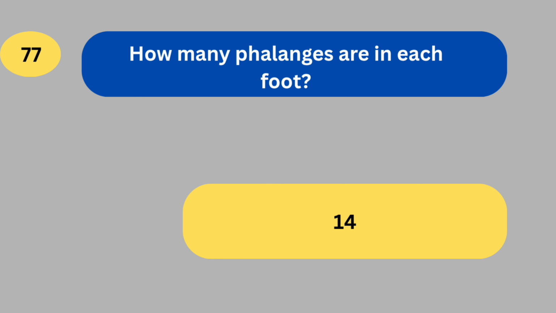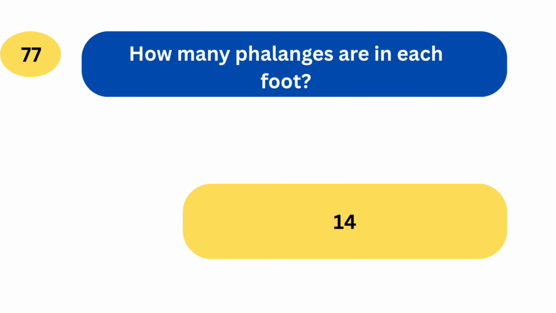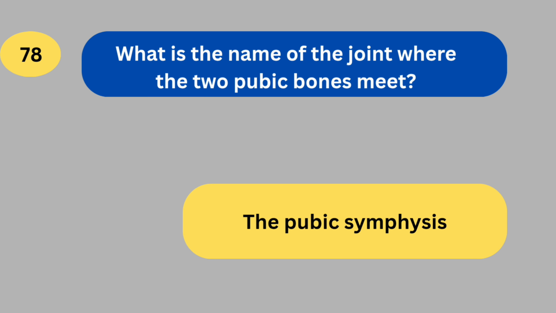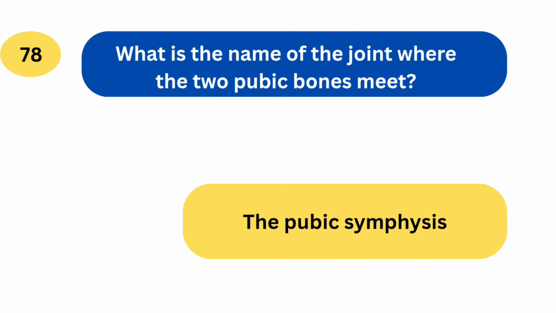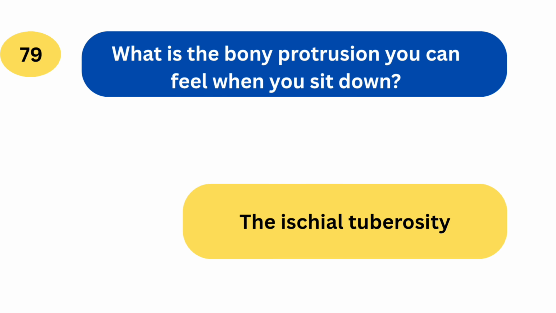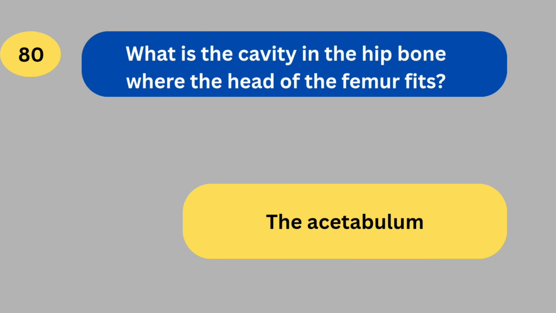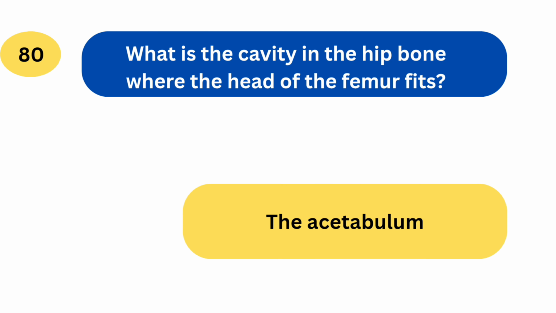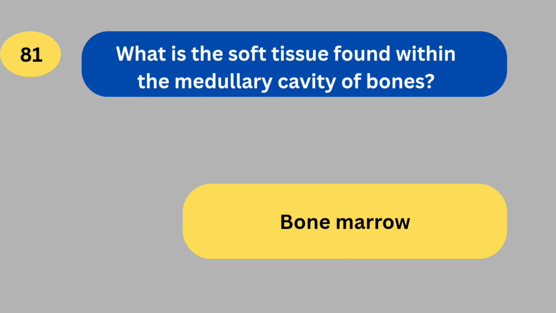Next question. How many phalanges are in each foot? Answer: 14. Next question. What is the name of the joint where the two pubic bones meet? Answer: the pubic symphysis. Next question. What is the bony protrusion you can feel when you sit down? Answer: the ischial tuberosity. Next question. What is the cavity in the hip bone where the head of the femur fits? Answer: the acetabulum.